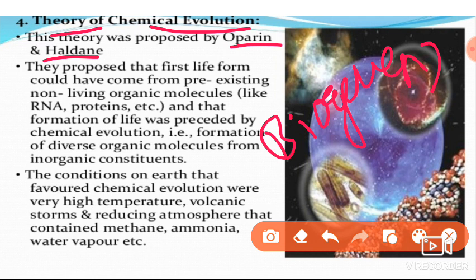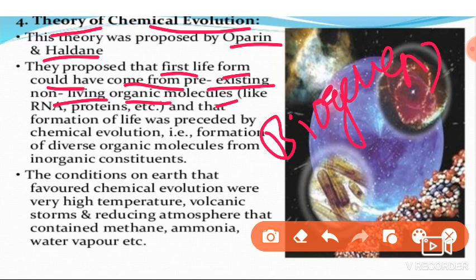What is the main theme of this theory? They proposed that the first life form could have come from pre-existing non-living organic molecules. What did Louis Pasteur show? Life originates from pre-existing life, and one big question arises there: that pre-existing life, where did it come from? That is also a question, because it needs one end where it started. That is very important, so they became confused about that.